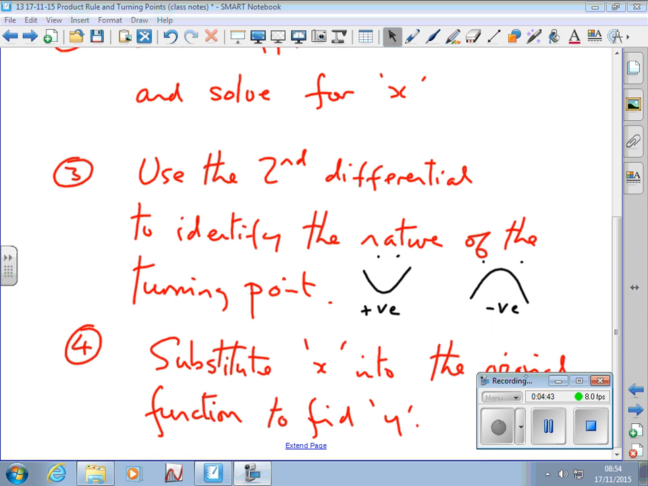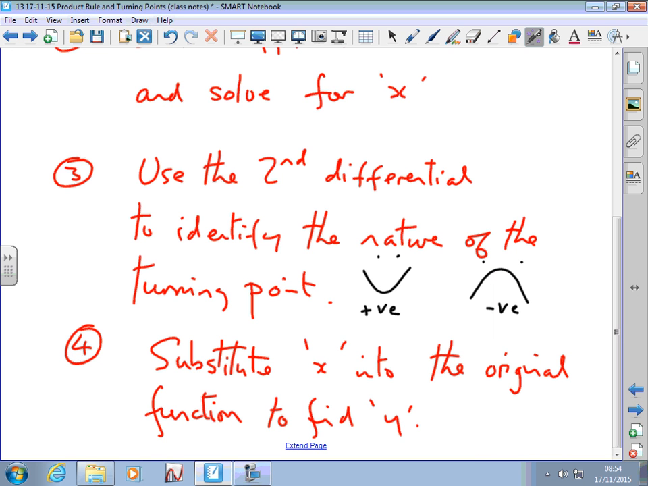Are you feeling positive or negative about this? If you're feeling positive, that means you've got a positive gradient when you find the second differential, and that's associated with a minimum. So that's that little aide-memoire.